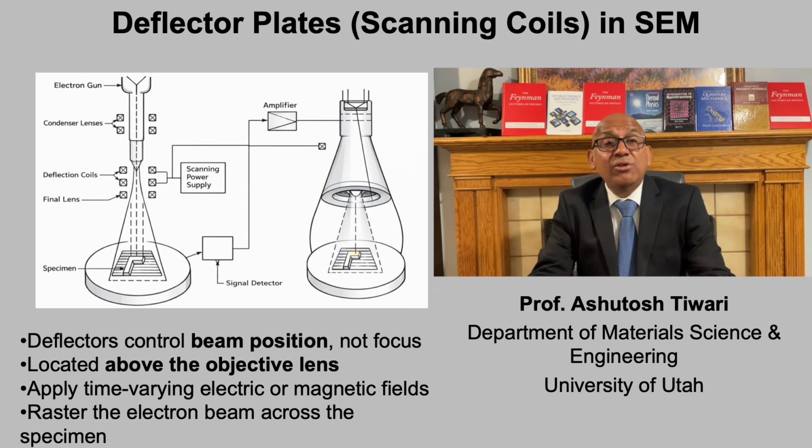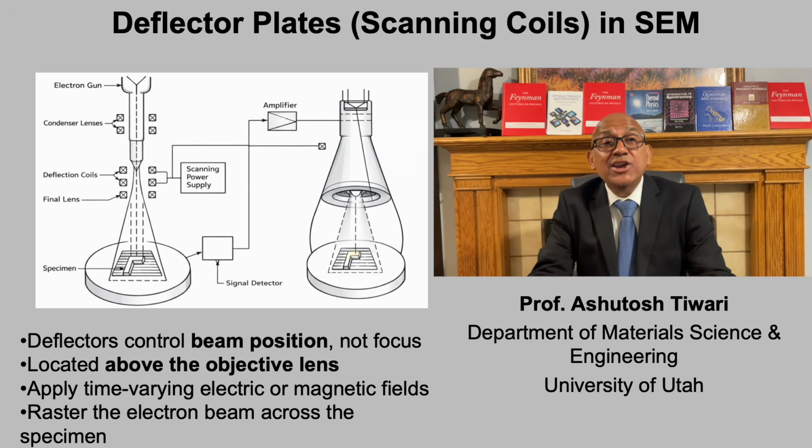Instead, they apply controlled electric or magnetic fields that slightly bend the electron trajectory, allowing the beam to be positioned precisely on the sample. By driving the deflectors with time-varying voltages or currents, the beam is scanned in a raster pattern, line by line and point by point, across the specimen surface. At each beam position, emitted signals such as secondary or backscattered electrons are collected and assigned to a corresponding pixel. In this way, the spatial variation of signal intensity is converted into an SEM image.